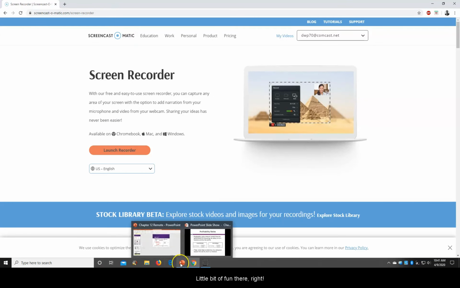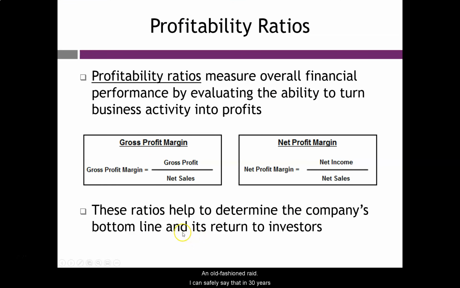Little bit of fun there, right? An old-fashioned raid. I can safely say that in 30 years in business, I never participated in a raid like that. But looks like fun. All right, so that's it with ratio analysis.